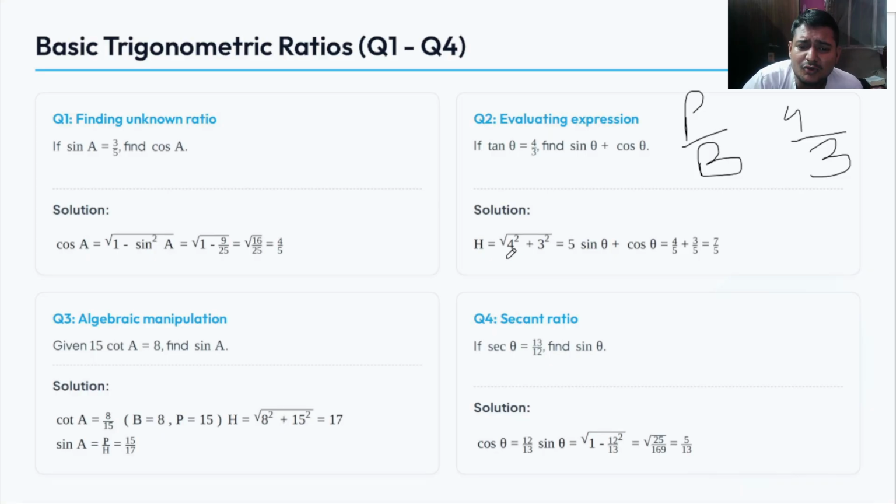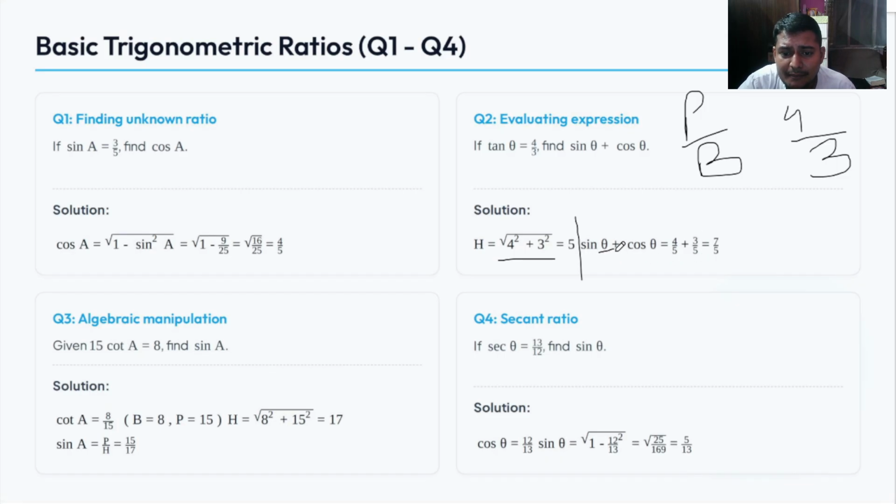H square equals p square plus b square. So h equals root over p square plus b square. So p is 4, b is 3, so root over 4 square plus 3 square is root 25, which equals 5. So now we have to find sin theta and cos theta. Sin theta is perpendicular by hypotenuse. Hypotenuse is 5, so sin theta is 4 by 5, and cos theta equals base by hypotenuse, so cos theta equals 3 by 5.